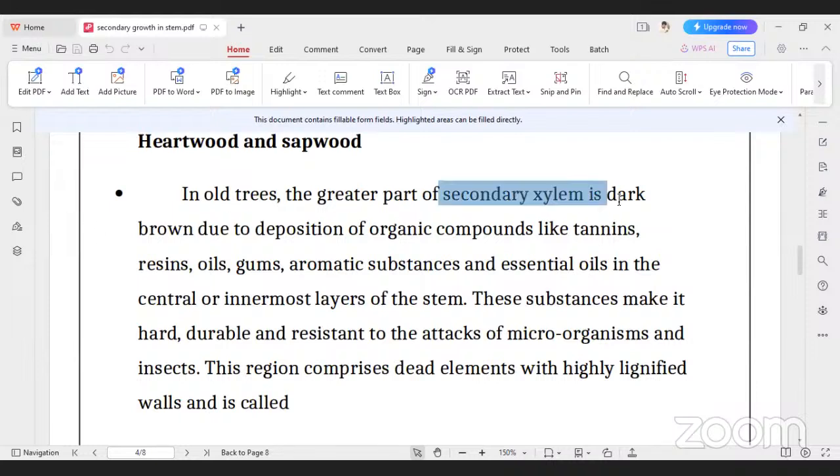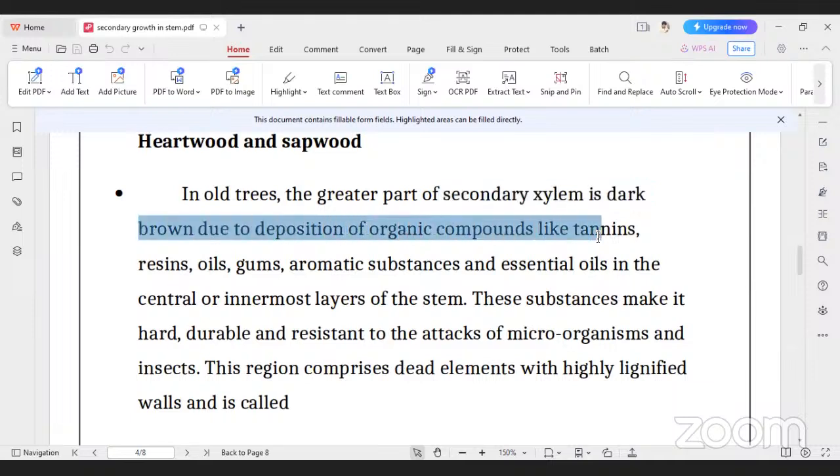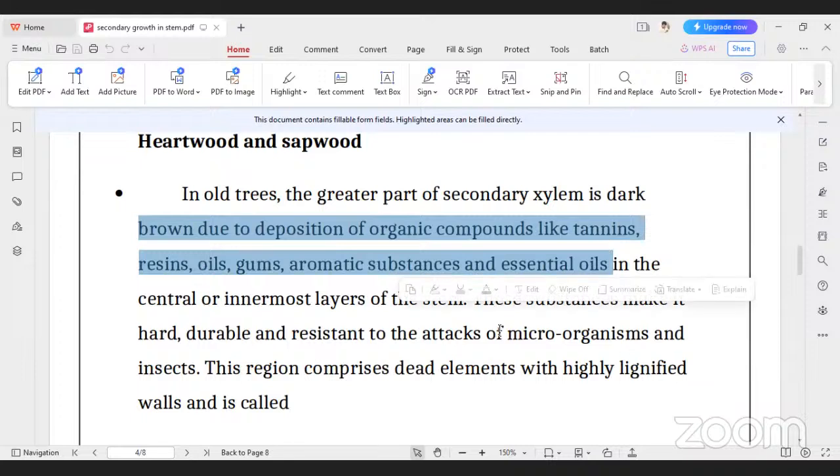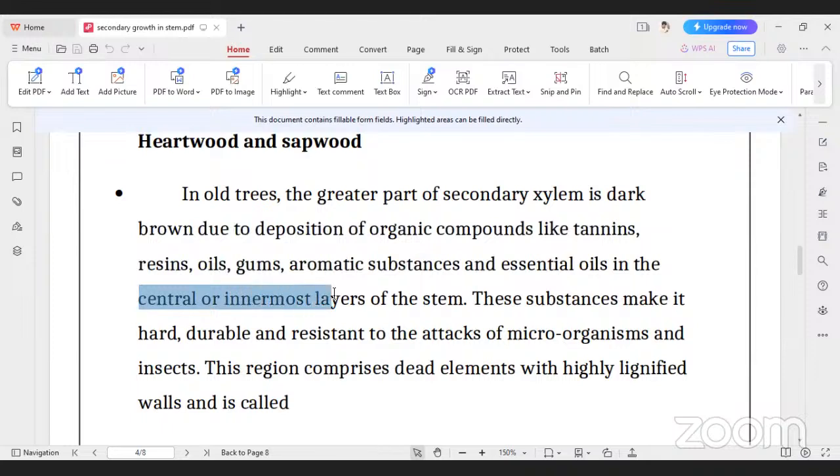The secondary xylem is dark brown due to the deposition of organic compounds like tannins, resins, gums, aromatic substances and oils. So it is settled at the central, innermost layer of the stem, as I have just shown in the diagram. These substances make it hard and durable, resistant to attacks of microorganisms and insects.